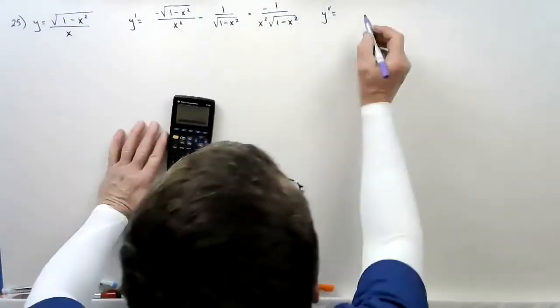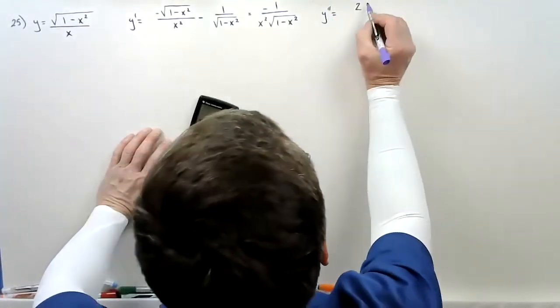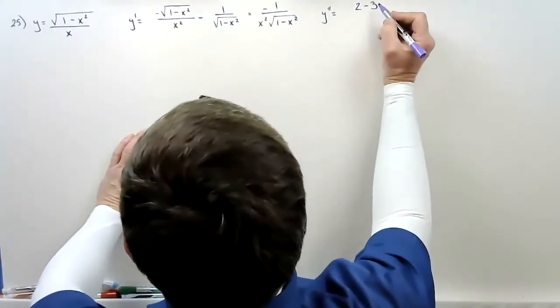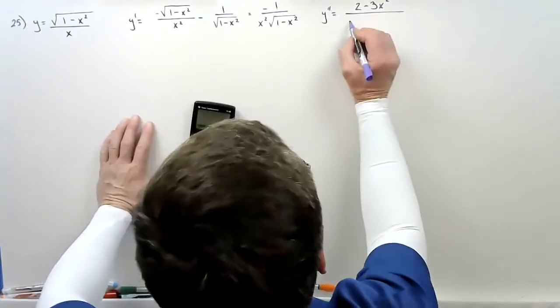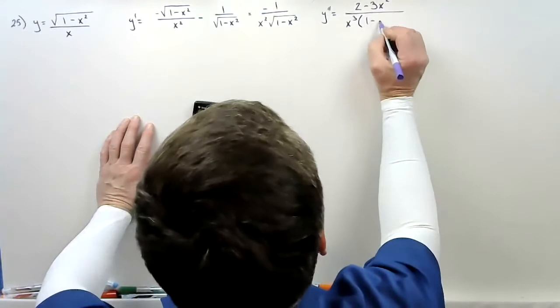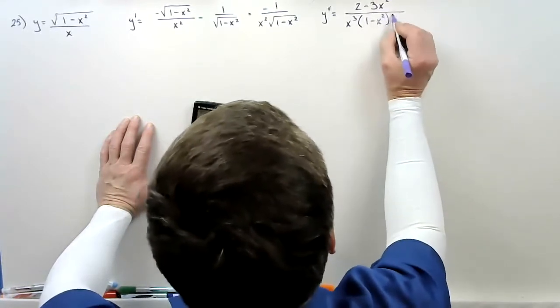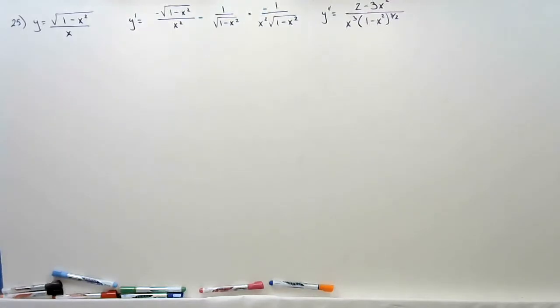And it gives me 2 minus 3x squared divided by x cubed times 1 minus x squared to the 3 halves. Okay, so that's what I get for my derivatives. So now we start the problem.